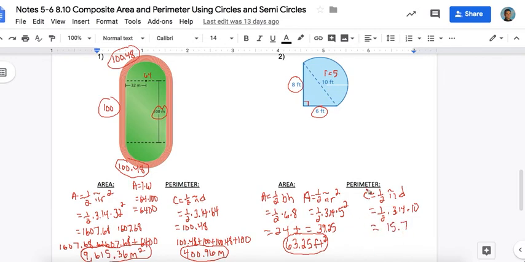So now we're going to label this 15.7, and we're going to do 6 plus 8 plus 15.7. And when I add that up, I get 29.7, and we're going to label it feet.